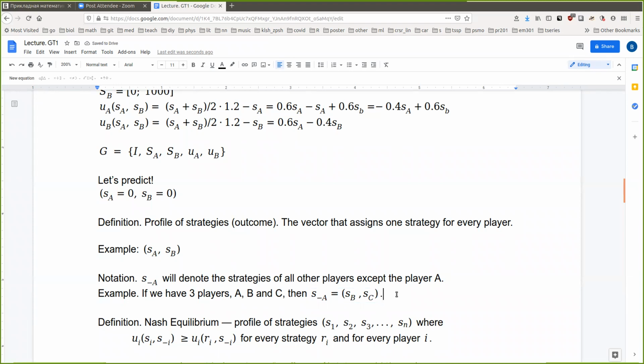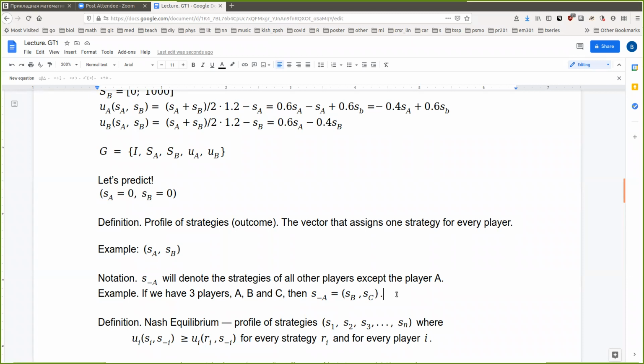So that means player A takes a disadvantage? We don't discuss the advantage. It's just a notation. Instead of saying SB, SC, you say S minus A, the strategies of other players. We don't speak about the advantage. It's just a description of how to write strategies.